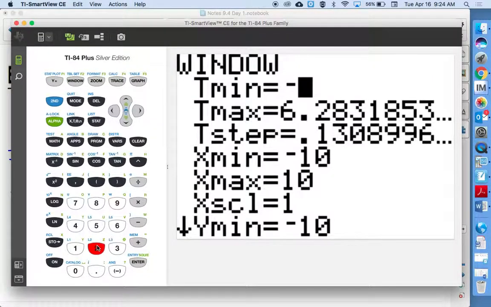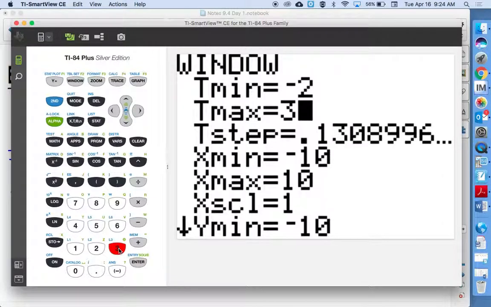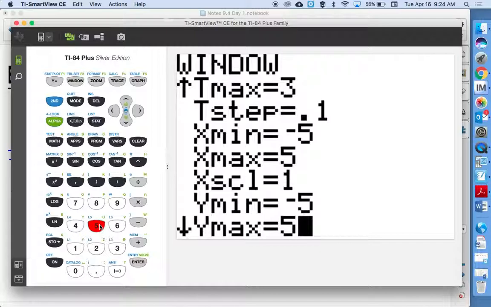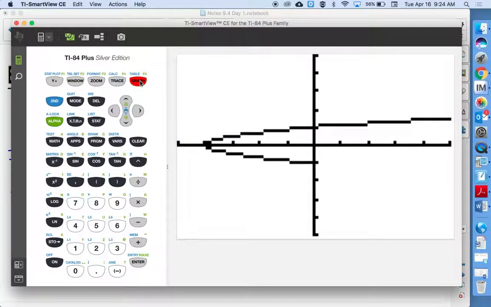And it just goes vertically. So change your time. It's -2 to 3 because that's how we graphed it. The t step we have as 0.1. My x values go from -5 to 5, as well as the y values. So then when you hit graph, you should see the identical graph, and it graphs it really fast. Like really fast, and that's because of that t step value. So if you do trace, you have to hit the right to go left. Yes, it's kind of weird.